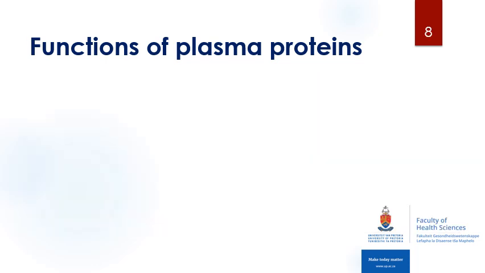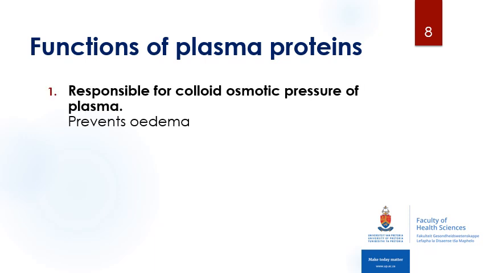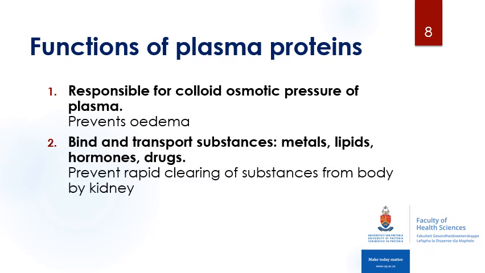So we can divide the functions of your plasma proteins into 6 basic functions. Firstly, they're responsible for your colloid osmotic pressure. And as I said earlier, this is the pressure that is responsible for the reabsorption of water from your tissues back into your blood. And this prevents excess water from accumulating in your tissues. This excess accumulation of water is known as edema. So your plasma proteins are very important for preventing edema from forming.